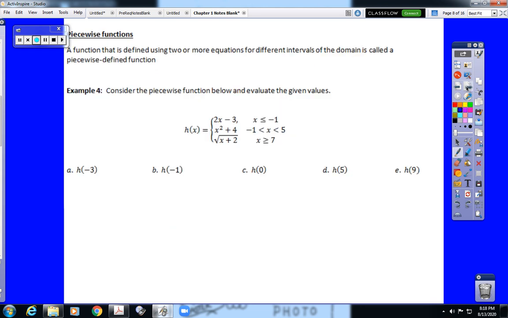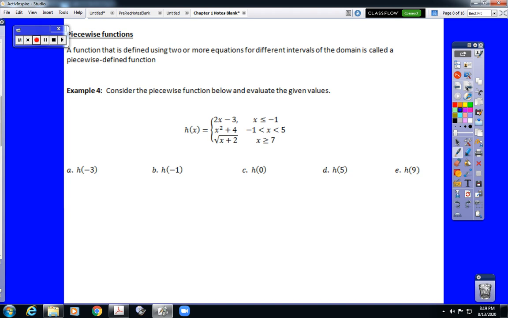All right, that brings us to piecewise functions. A piecewise function is a function that is defined using two or more equations for different intervals of the domain. So down here is a piecewise function h of x. When x is less than or equal to negative 1, we're using the expression 2x minus 3. When x is greater than negative 1 and less than 5, we're using the expression x squared plus 4. And when x is greater than or equal to 7, we're using the expression square root of x plus 2.